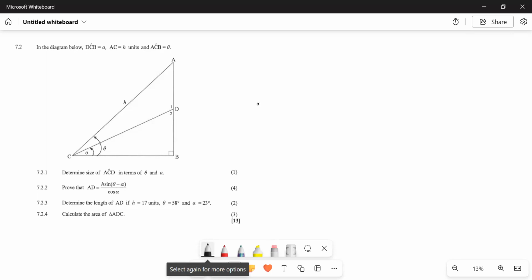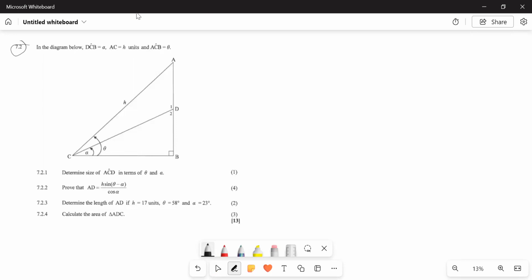So our today's topic, guys, is based on 2D, two dimension. Two dimension, that's grade 11 trigonometry. So without wasting time, let's get down to our statement. 7.2. In the diagram below.